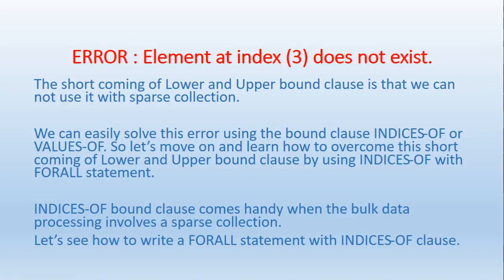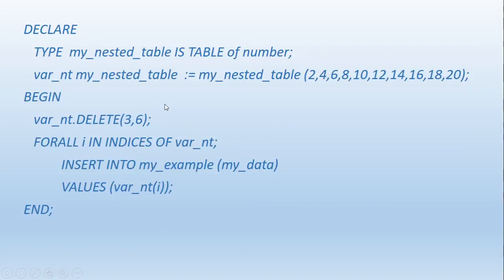So let's see how to write the FORALL statement with the indices of clause. As you can see here, this is the same example again. The type is declared, and the name of the type is my nested table. It's a table of number type, so this is going to store number type of data. Then I have declared the variable var_ant, which is of this type, my nested table, and here I have initialized the same values. And again in the begin section, I have deleted certain values from index number 3 to index number 6.